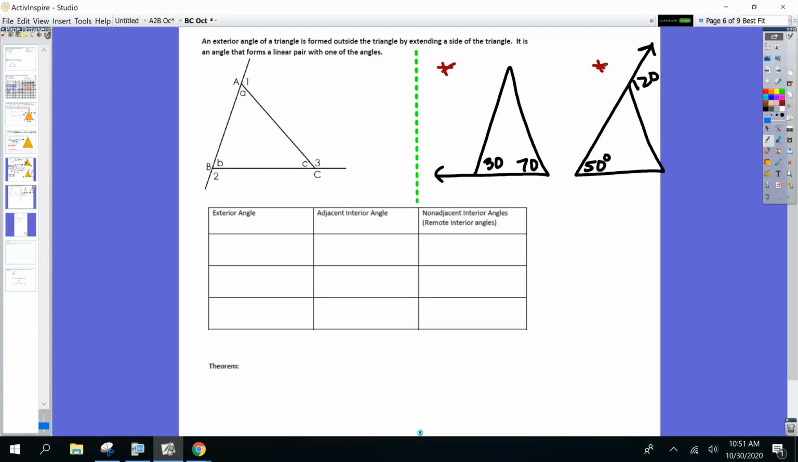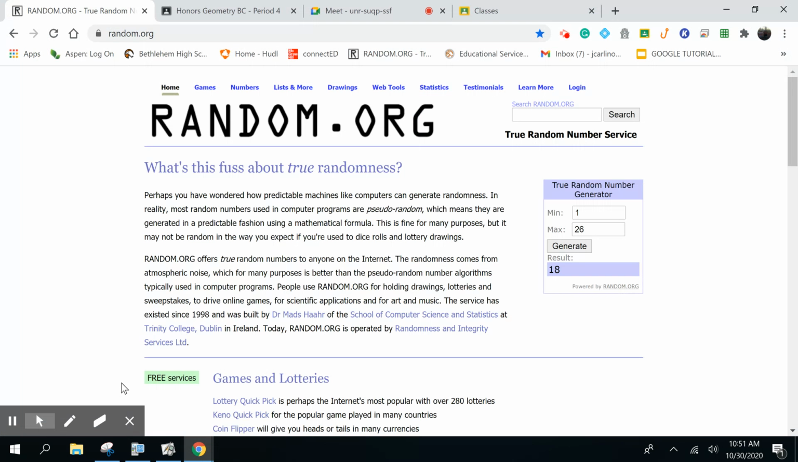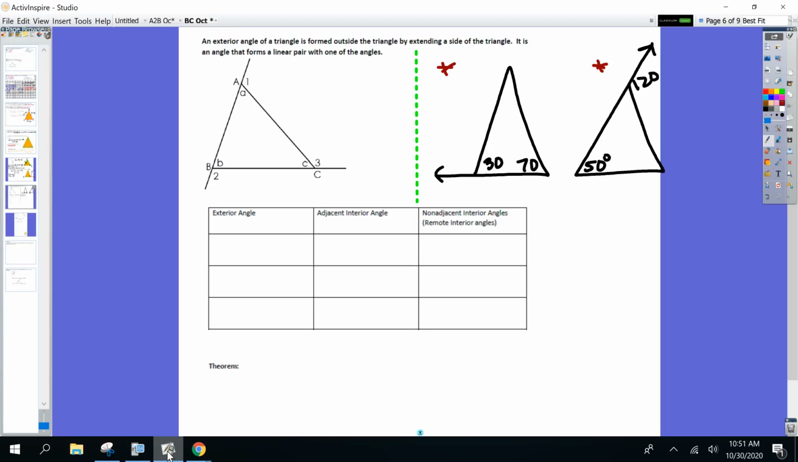I just need somebody to start out with one of them. Give me one exterior angle in that diagram, please, so I can start filling out the chart. Sijin? Angle 1. Okay, everybody, angle 1 is an exterior angle.